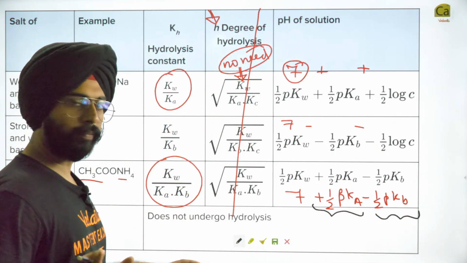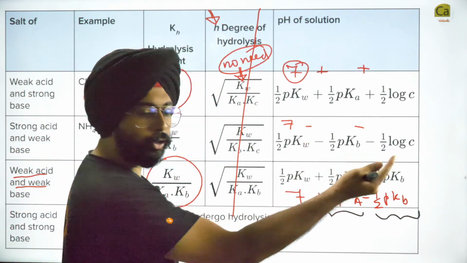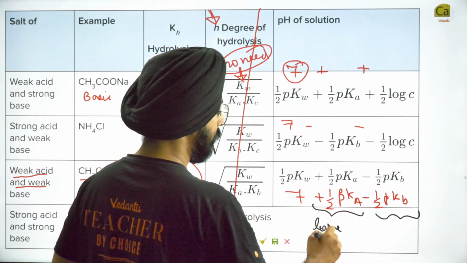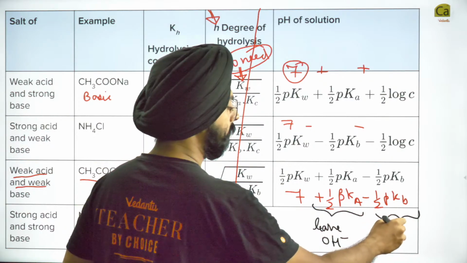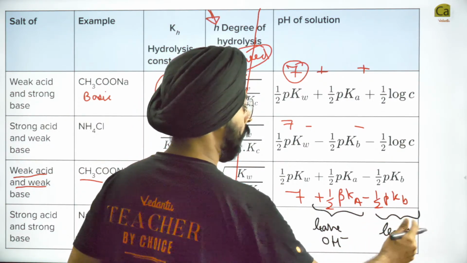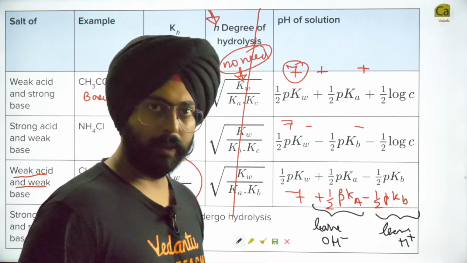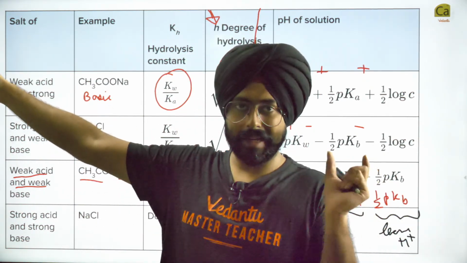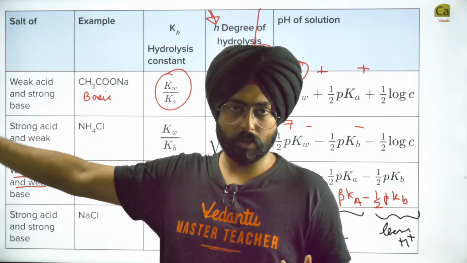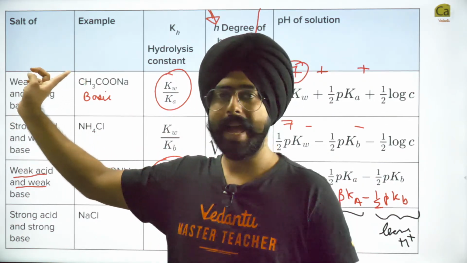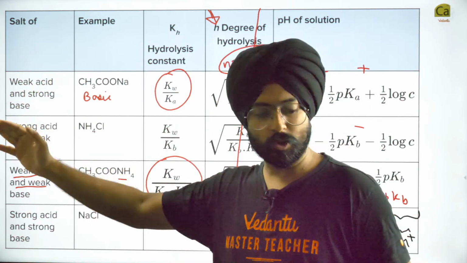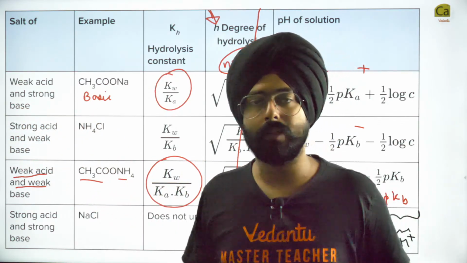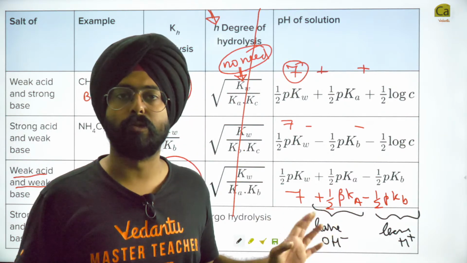Do you realize why? When the acid reaction reverses, this will leave OH negatives and this will leave H positives. Do you understand? When the weak acid reaction goes backwards, it will give you OH negative in the reaction mixture like it did over here. And when the weak base component goes back like it did over here, it will give you extra H positives in the mixture, hence this particular formula.